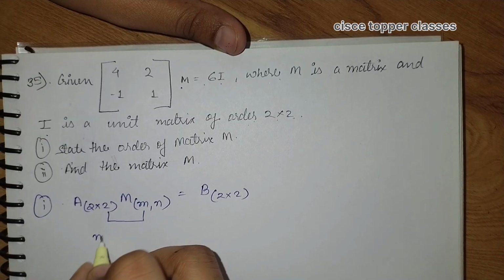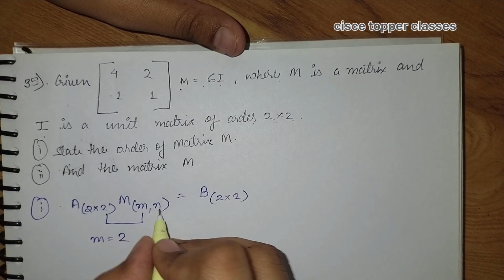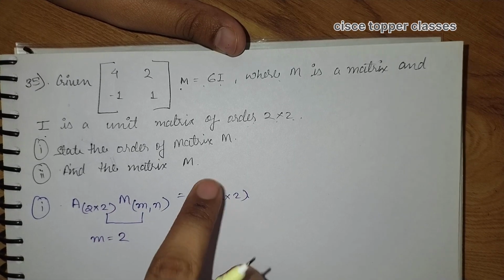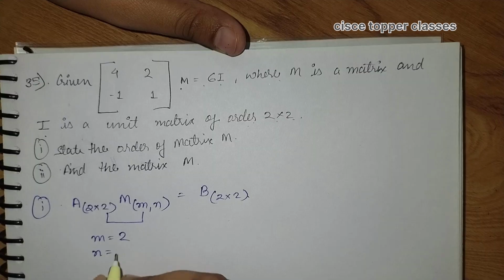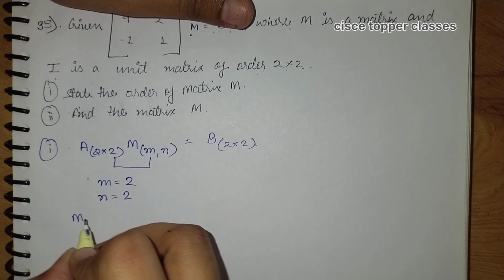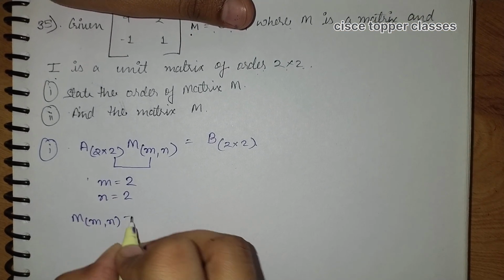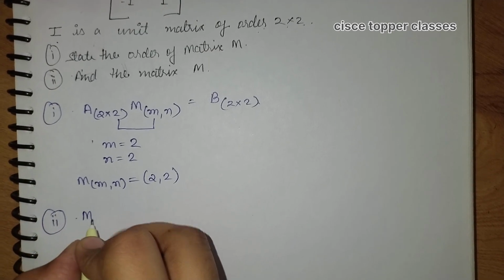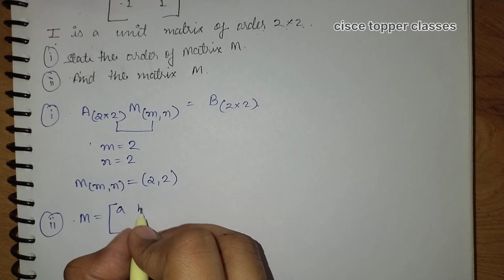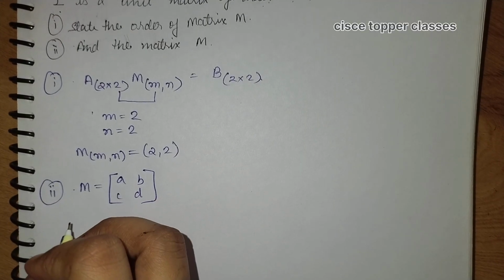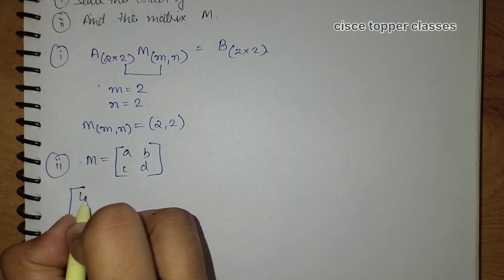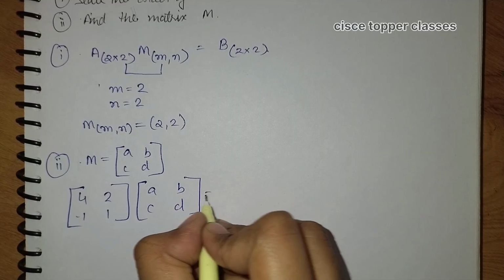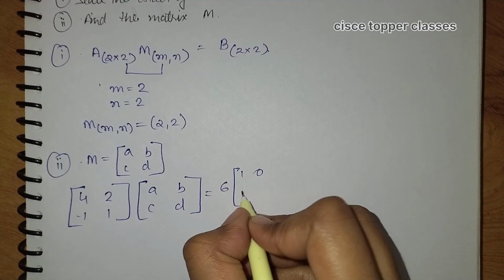So by comparing, m is equal to 2, n will become equal to 2, because the number of rows of A and number of columns of M will be equal to the number of rows and columns of B. So hence n is equal to 2. Means matrix M is of order m comma n, that is of order 2 comma 2. Hence for the second part we can just let M be a 2 cross 2 matrix A, B, C, D. Simply putting the values here, this will become 4, 2, minus 1, 1 multiplied by matrix A, B, C, D, that is equal to matrix 6I, that is 6, 0, 0, 6.